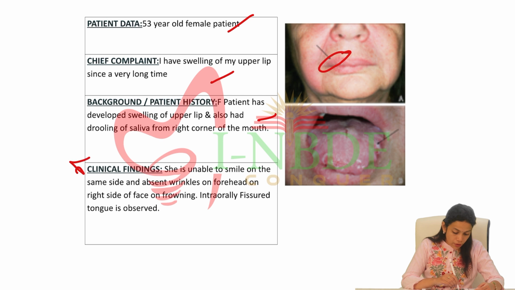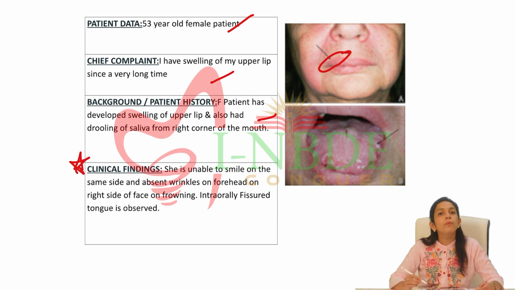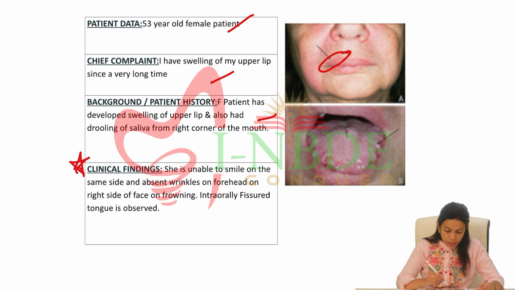Now coming to the clinical findings, where we have to check for the key points. She is unable to smile on the same side. There is absence of wrinkles on the forehead, and intraorally a fissured tongue is there, as you can see.